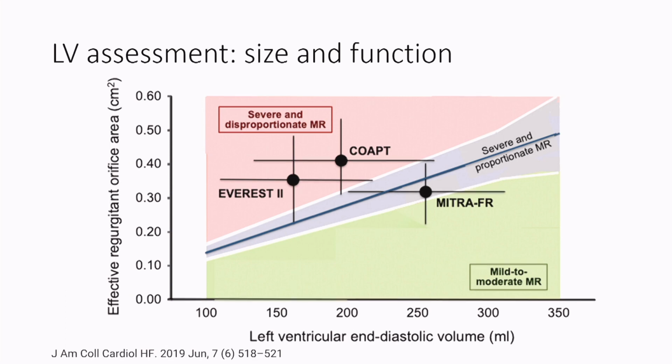On the other hand, COAPT and EVEREST selected patients earlier in their journey of the disease, where they had disproportionate MR. What does that mean? It means that the degree of the MR is disproportionate to the degree of LV dilatation, and those patients benefit the most from the procedure. So you have to catch your patient early in the disease, not leave them until they lose the benefit of the procedure.